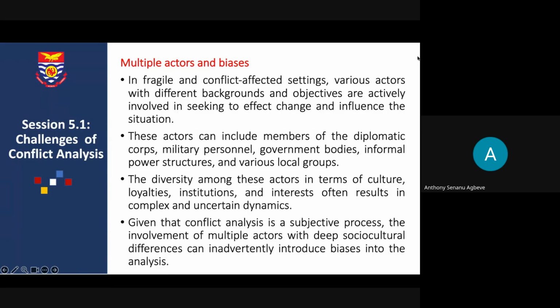So you can triangulate the information and see who is saying what. But sometimes when you have a lot of actors, that can also become a challenge, in that some of these actors might come with their own biases, right? And once their biases influence the data, the information you have at the end of the day might not be credible, because people's interests are in there. People will give you the information based on what they feel should be done.